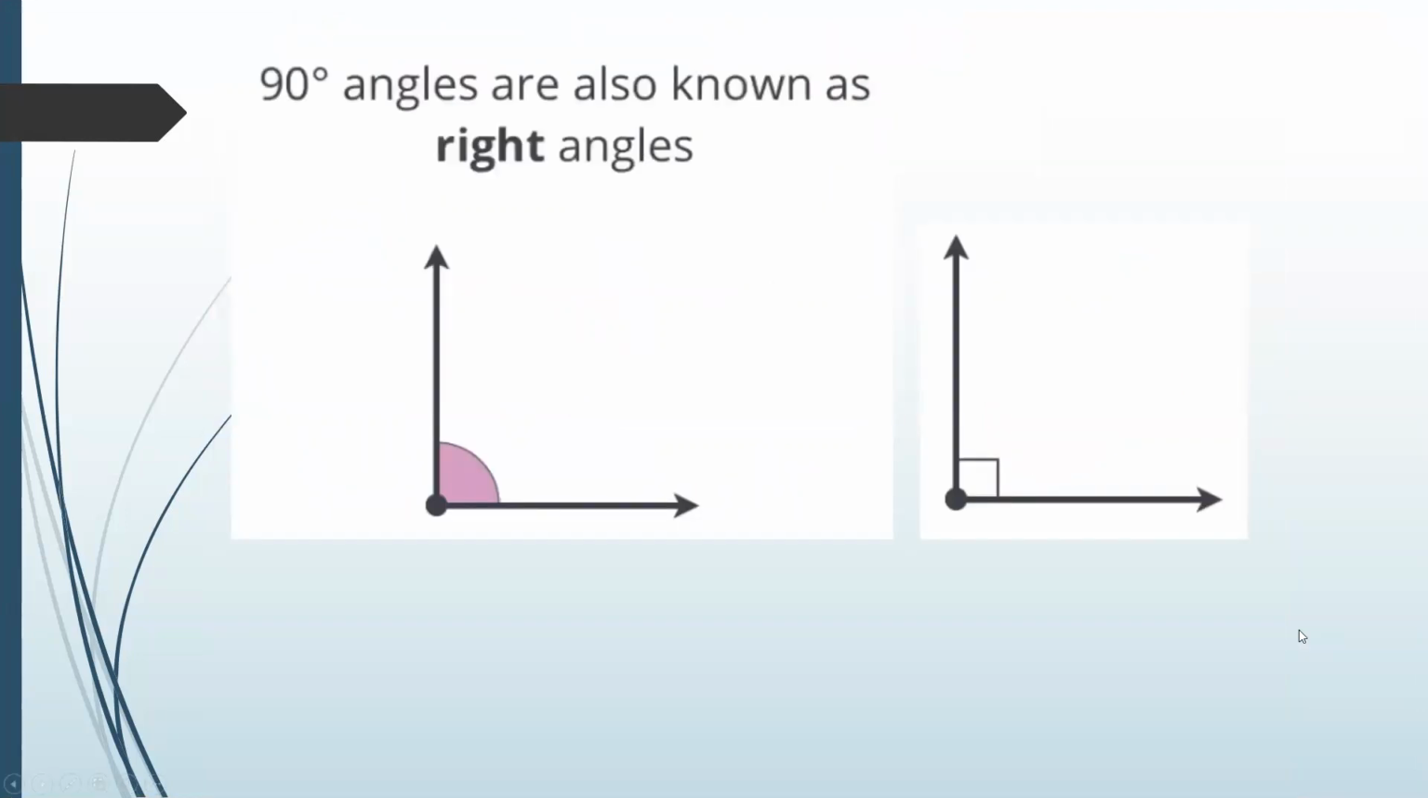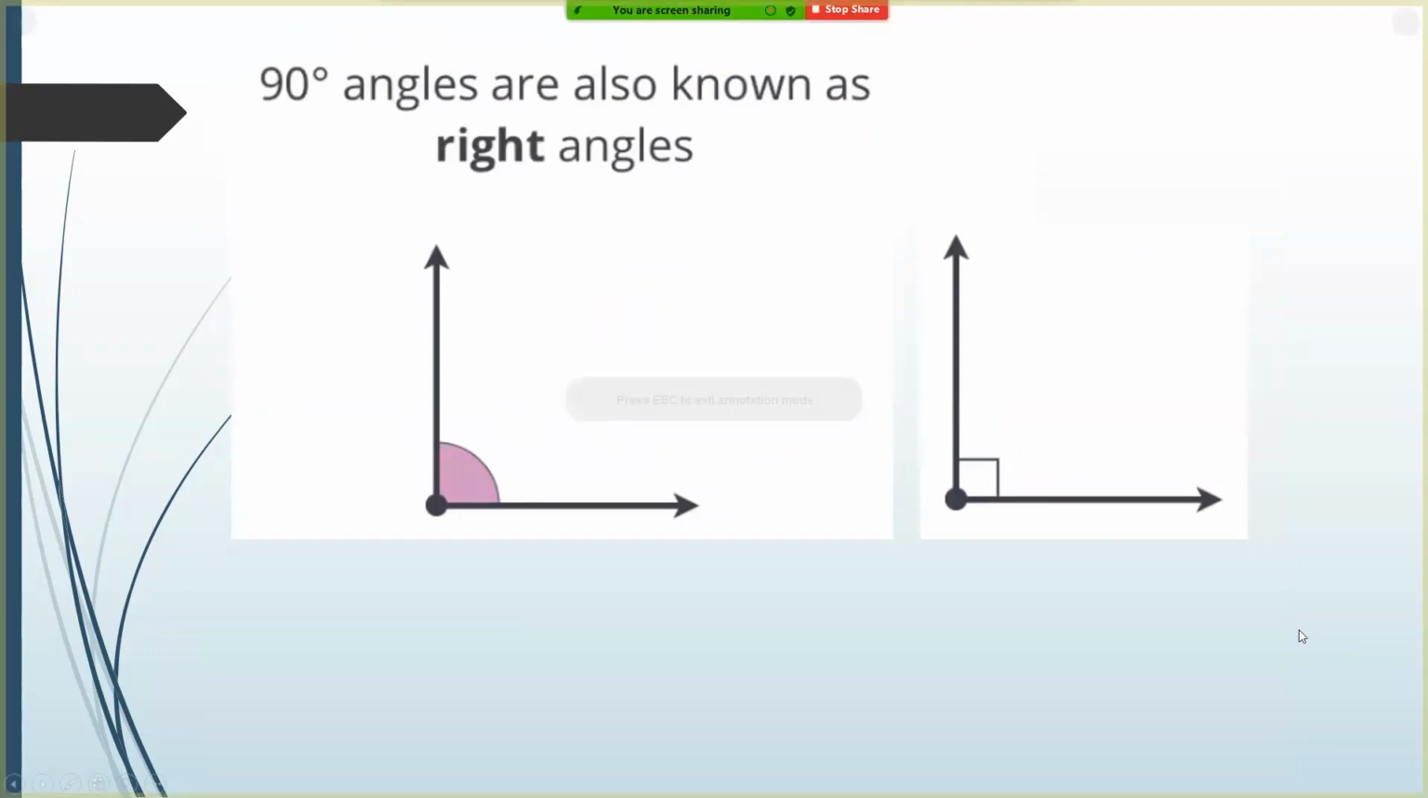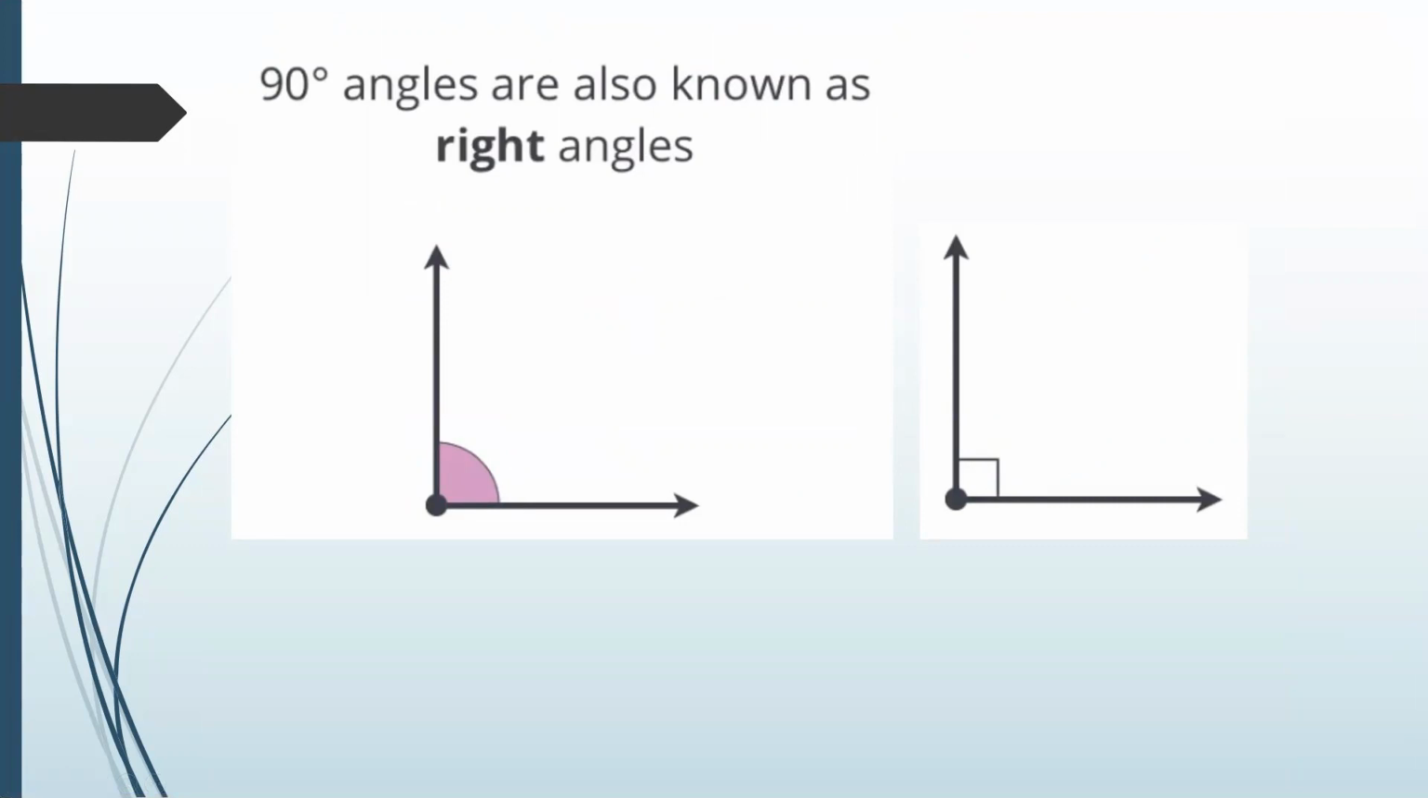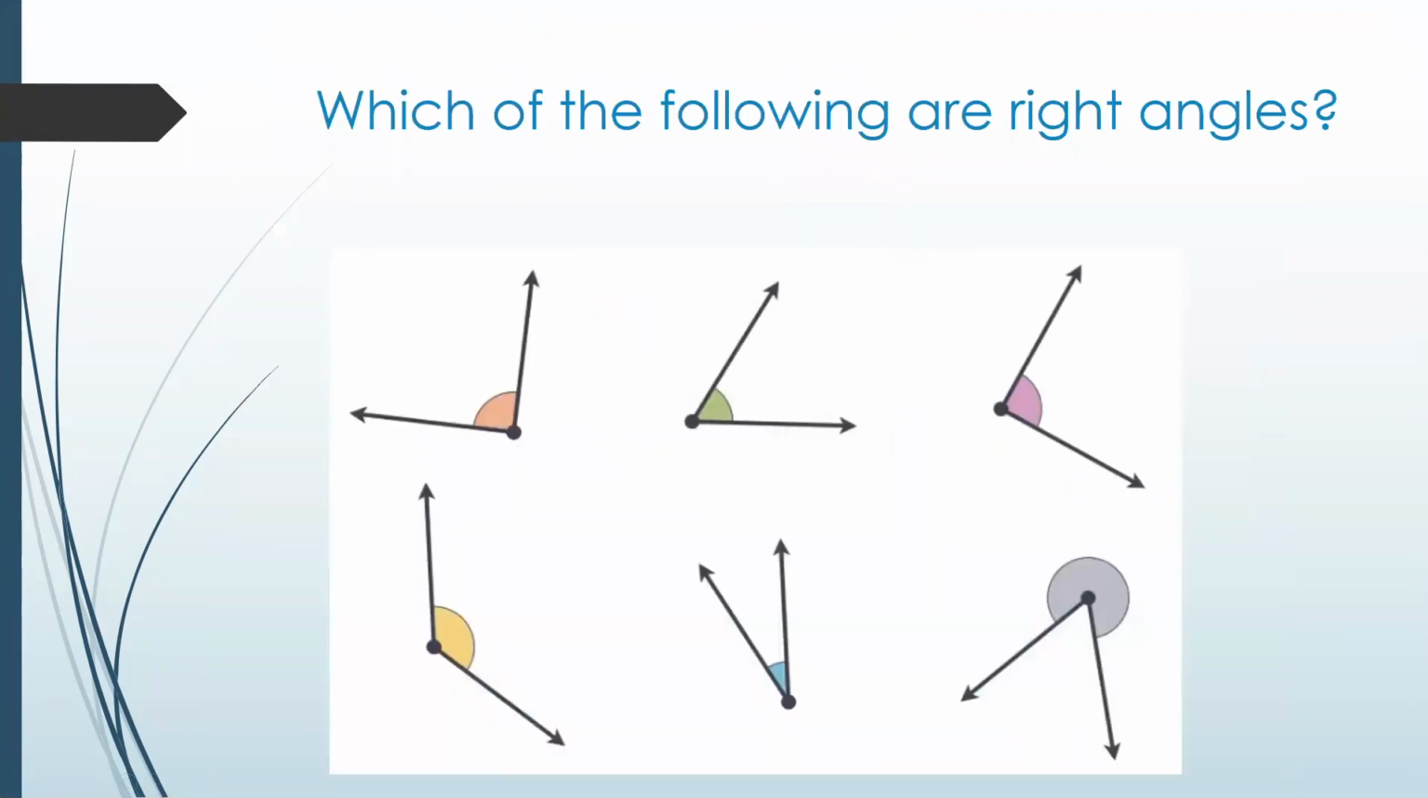90-degree angles are also known as right angles, so sometimes you'll see it like this. It'll have 90 degrees in there. Sometimes, well, actually, the majority of the times they'll just put this little box in here. That's what tells you it's a right angle. So it might not be listed as 90 degrees, but it'll have this little box in the corner. And that tells you that that's automatically 90 degrees. So I want you to go through and tell me which ones of these you think are right angles.